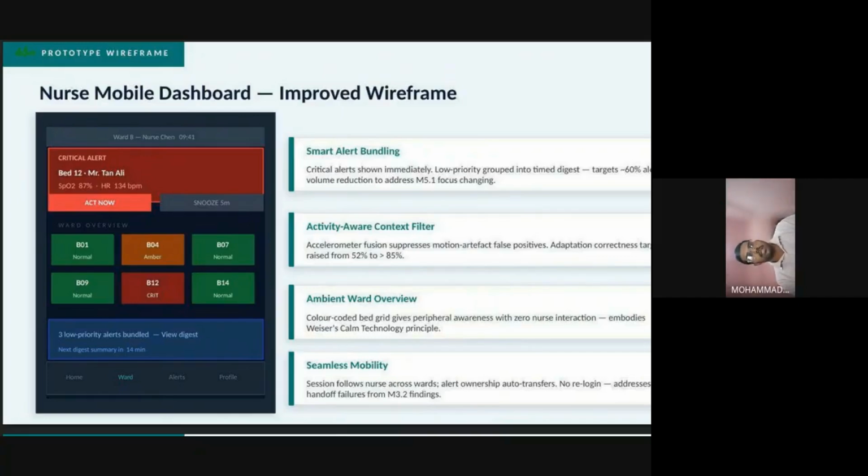In summary, I would just say the design improves speed, accuracy, and usability, helping nurses respond to patients faster and manage all the patients more efficiently. That's all.